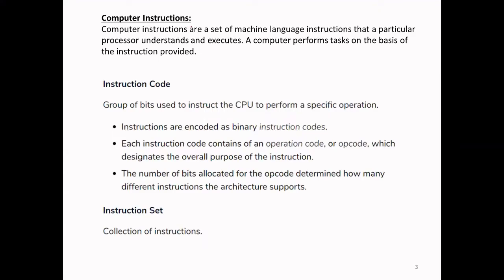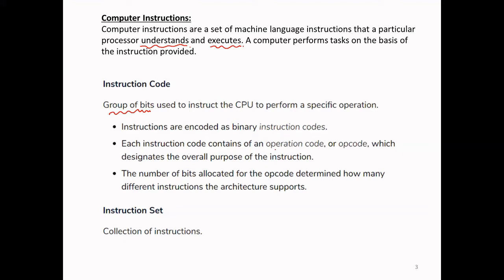Now, what are computer instructions? Computer instructions are a set of machine language instructions that a particular processor understands and executes. A computer performs tasks on the basis of the instructions given. What is instruction code? The group of bits used to instruct the CPU to perform a specific operation. Instructions are encoded as binary instruction codes.